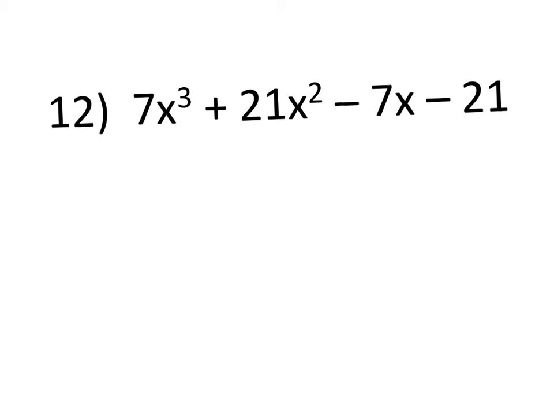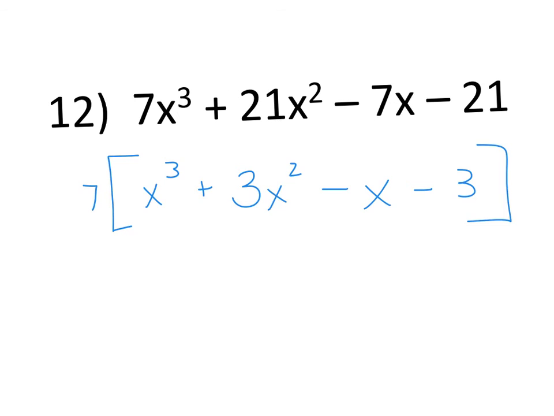Okay, so the first thing I'm looking for, is there a GCF in all 4 parts? And the answer is yes. So I'm going to pull out a 7. I've got x to the 3rd plus 3x squared minus x minus 3. Okay, so there was step 1. That was the first day that we started talking about factoring. Pull a GCF. Okay, on day 2, we talked about grouping. 4 terms or 4 parts, we group it.